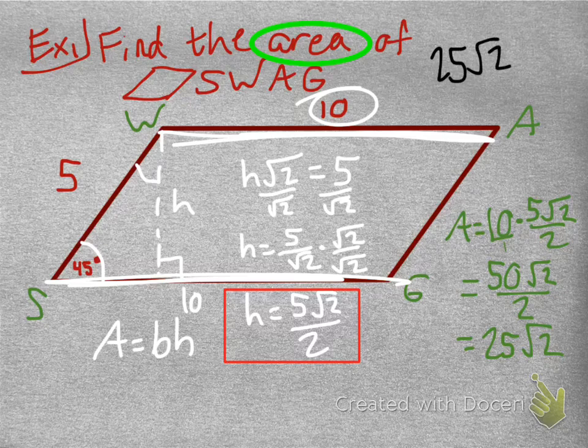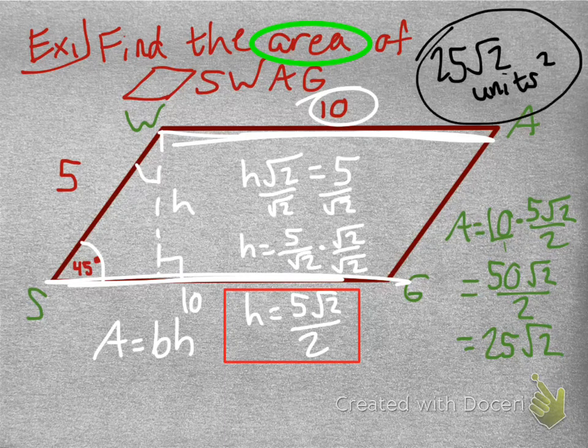Do we have any units given? No, we don't, so we write units squared, or square units. You always need to put units squared or square units.